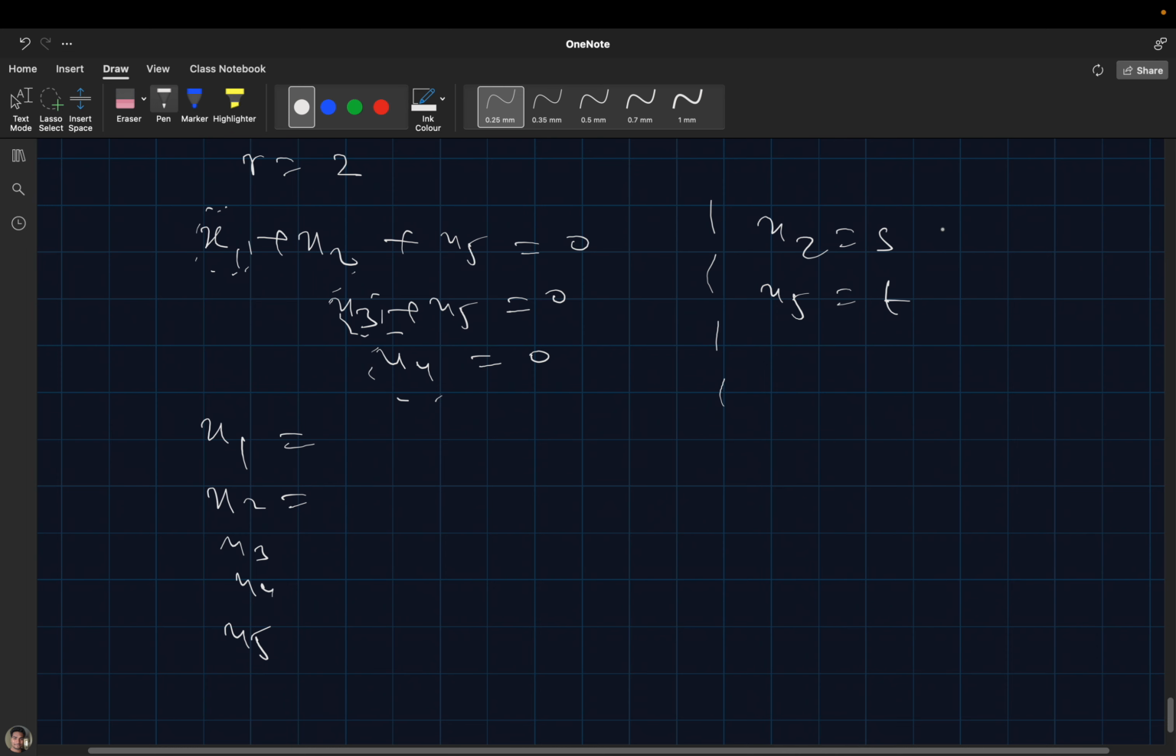Only for these two variables can you put s and t, because the other variables are leading ones. Apart from that, the other variables are dummy variables or free variables. So there are only two free variables, x2 and x5, so you can substitute s and t in their position. So what is x1? Minus s minus t.